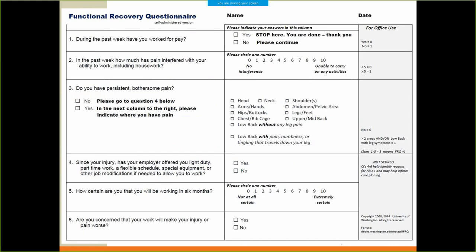Okay, so this is a copy of the self-administered version of the functional recovery questionnaire, letting you see how it is. There's a couple versions of this around, and I think you HSCs already have a version that you're using to administer with. And this information is then captured in our occupational health management information system.